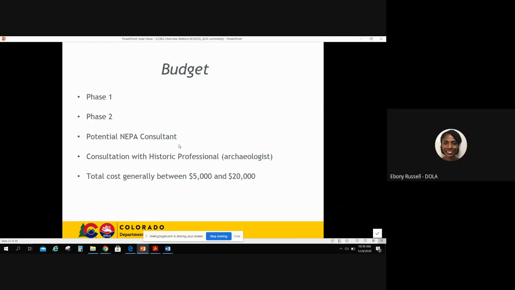So one big thing, these are pre-contract costs, and so we would say that you should budget for your environmental review for the cost of a phase 1, phase 2, the potential use of a consultant, or the potential need for an archaeologist or anything like that. The total cost is generally between $5,000 and $20,000.